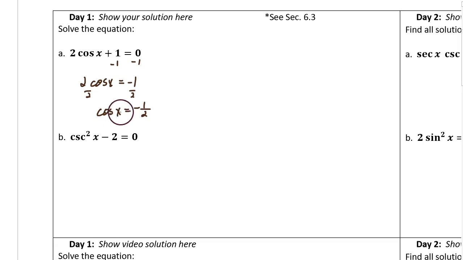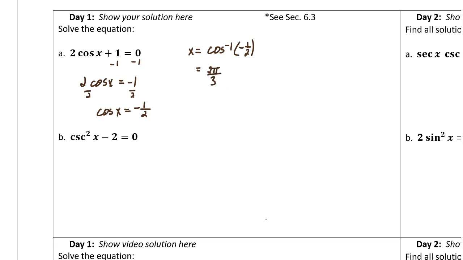Now that we've isolated the cosine function, we want to remove cosine by doing its inverse. When you take the inverse cosine, it will make x equals the inverse cosine of -1/2. At this point, we want to look up on the unit circle what value of x has a cosine value of -1/2. The angle for that is 2 pi over 3.